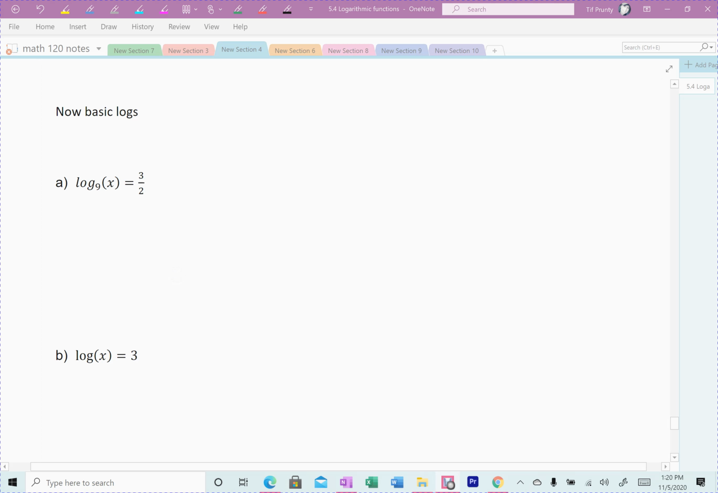Solving equations of basic logarithms. So the process is identical to what we did before. We just are starting out with logs. We're still going to use the uniqueness property and the inverse properties. Alright, so again, first thing is the log term should be isolated to one side.